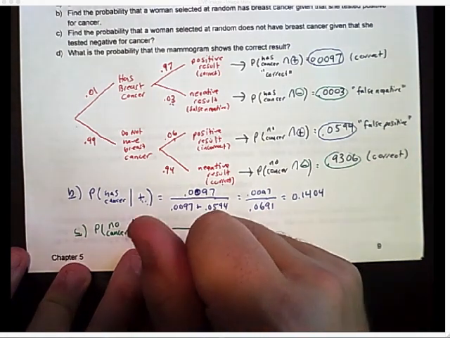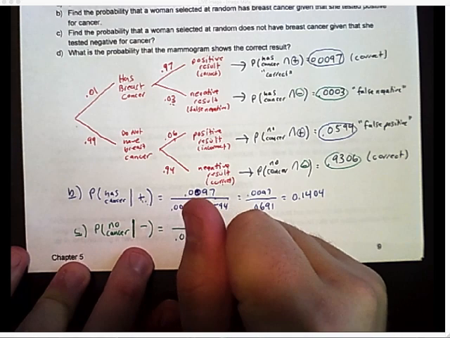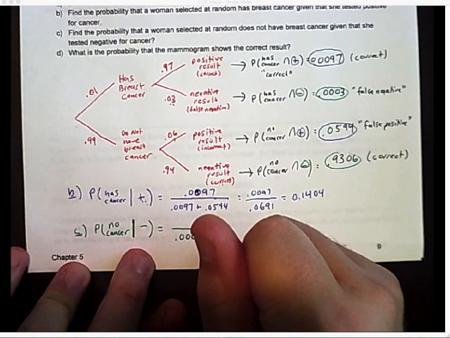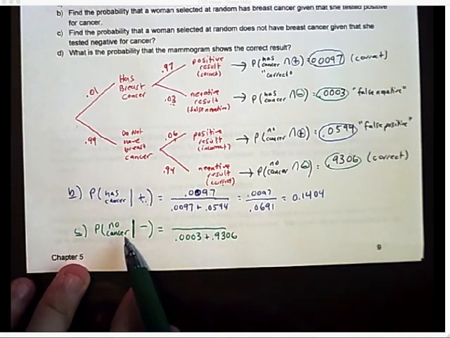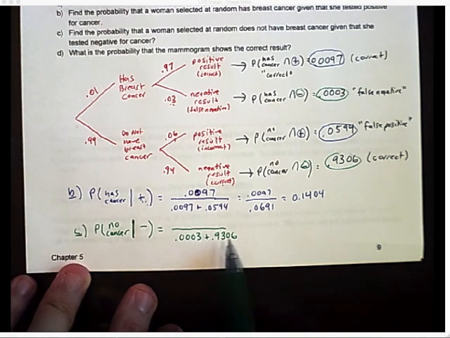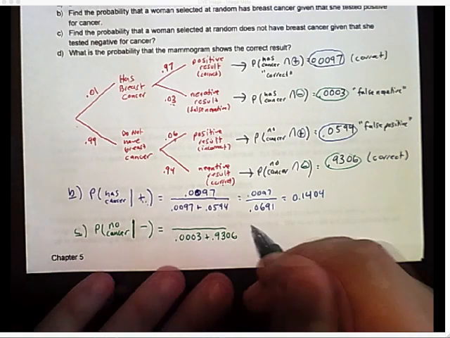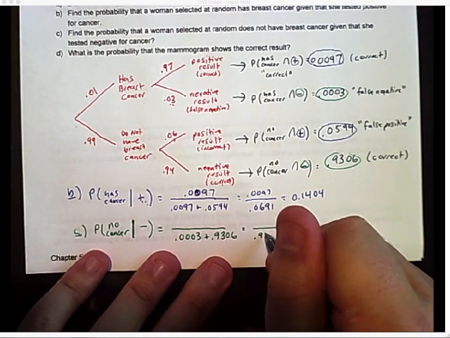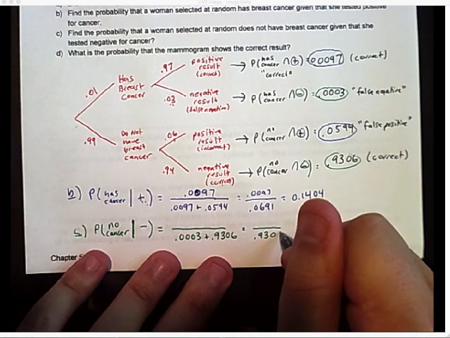Just add the 0.0003 to the 0.9306. So if I add those together, I'm going to get 0.9309, I believe.